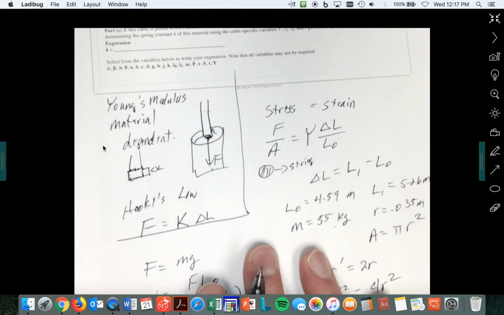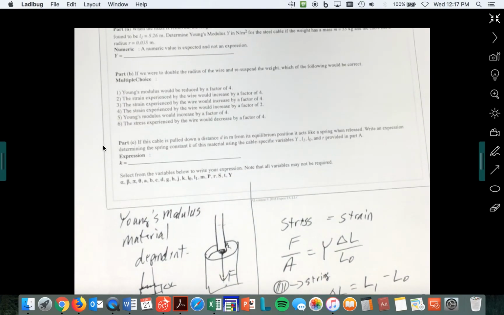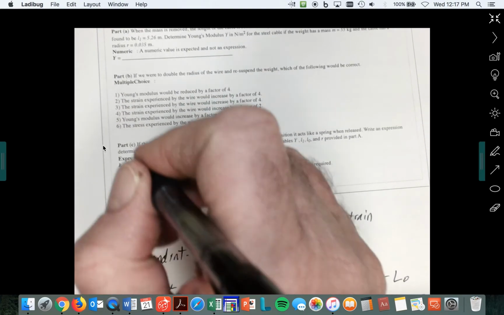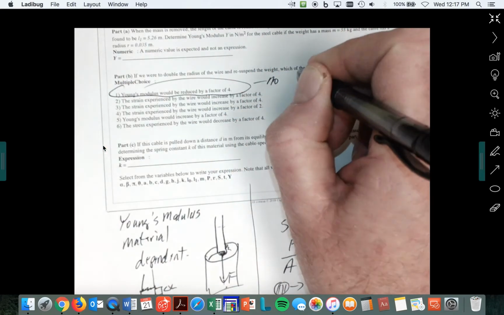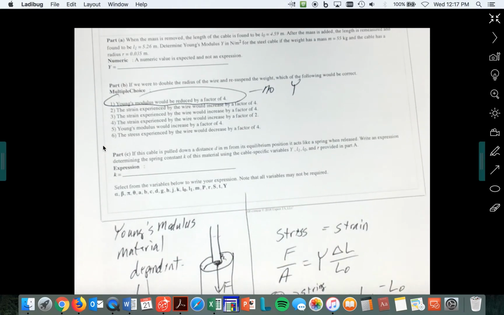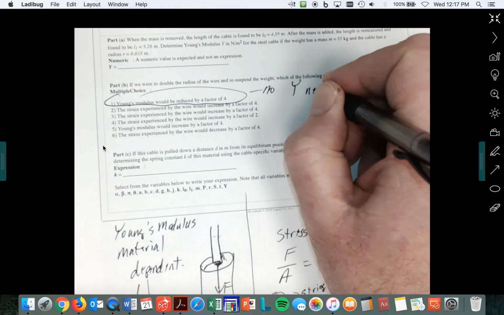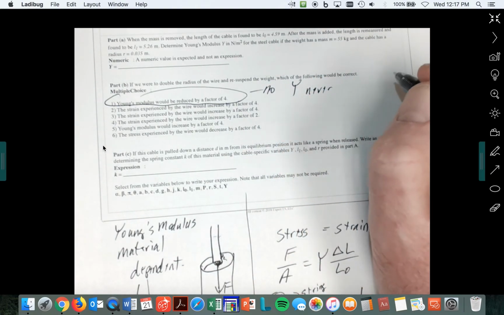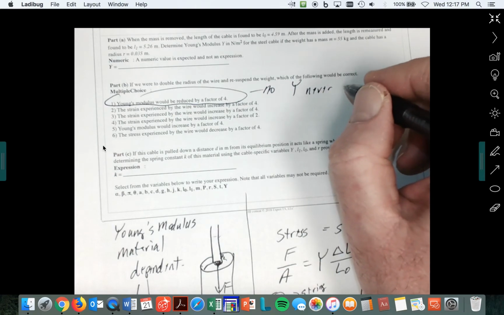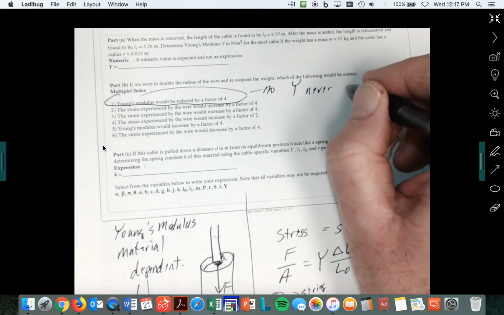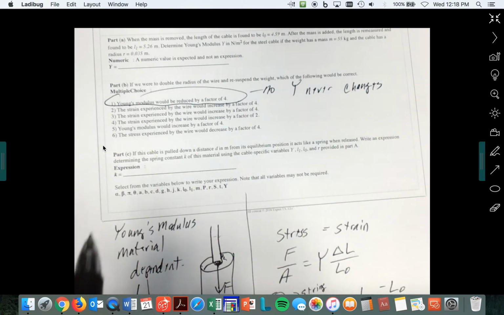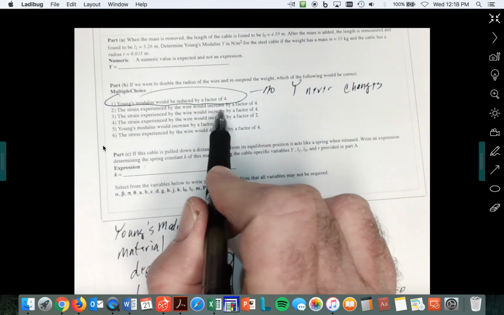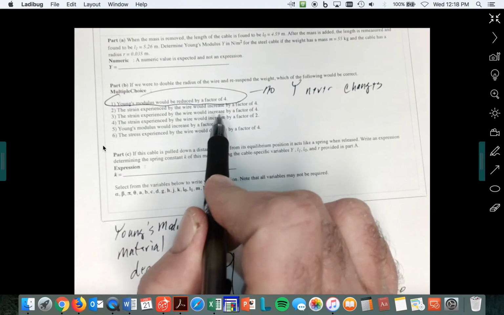All right. So what are we reducing? Can we reduce the Young's modulus? No. The Young's modulus, Y, never changes. That's just what the thing is. That's just a physical attribute of the object. Never changes. Okay? So would increase? No, nothing here is increase.